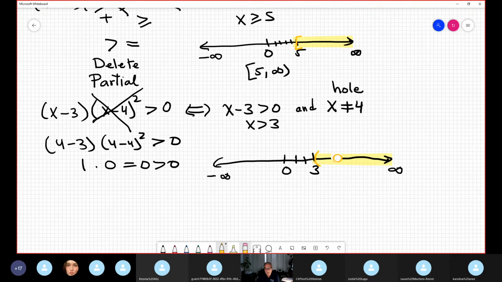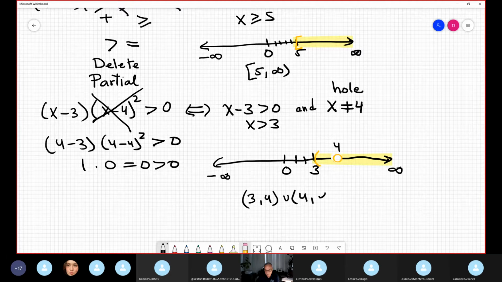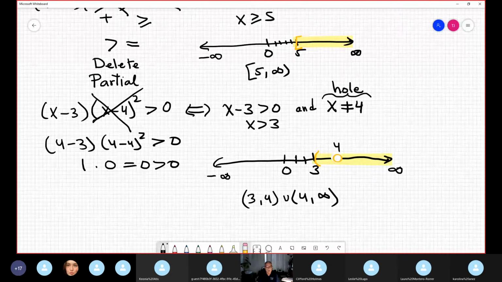Okay, so now how do you represent the answer in interval notation? Well, parenthesis 3, 4, parenthesis, union, 4, infinity. So basically, it's the whole thing except at 4 we have a hole. Do you understand this or no?